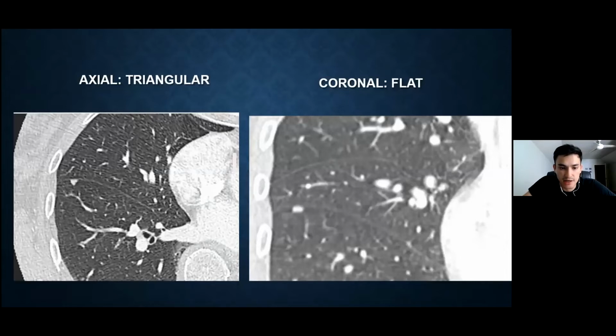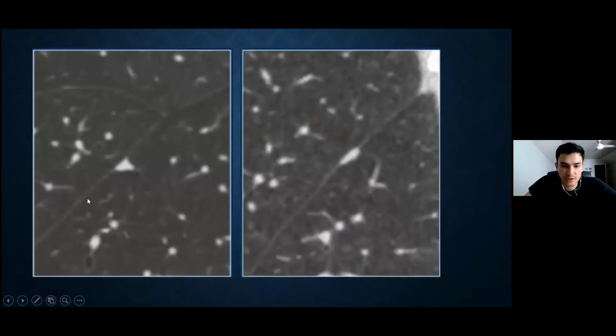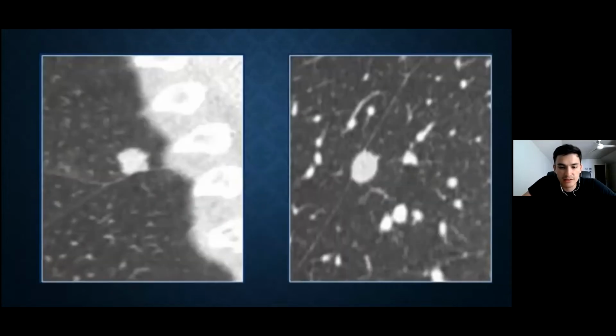The shape is triangular, and when we evaluate the opacity in coronal view, if it is flat or lentiform, then it's most likely a peripheral node. More examples of peripheral nodes located within the fissures. One triangular in the first image, the second oval. And not every apparent nodule close to the fissure is a peripheral node.